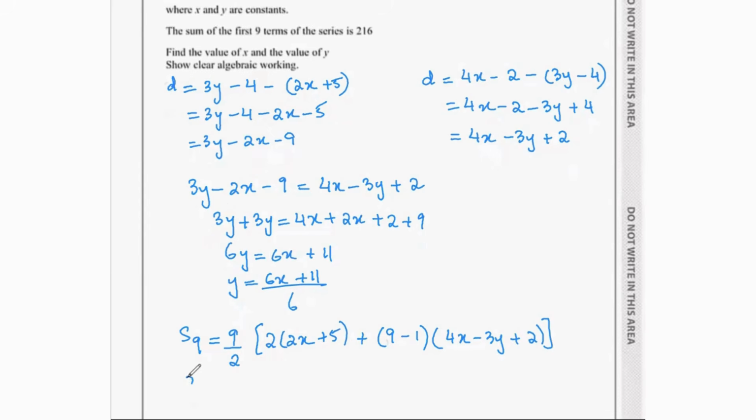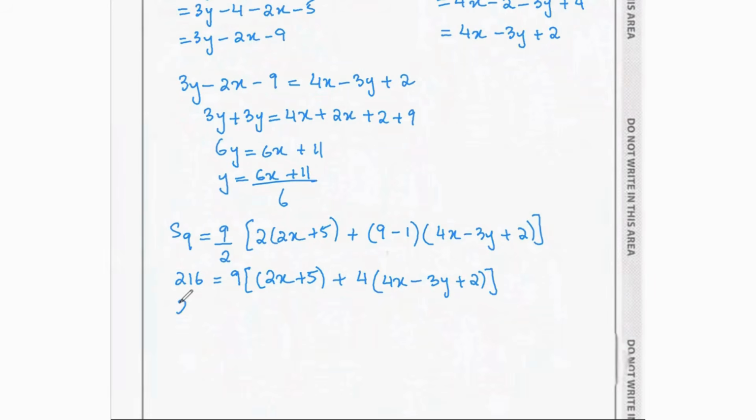Now let's simplify this. 216 equals, I'm going to divide everything by 2 first because that gets rid of the fraction. So 9 over 2 divided by 2 is 1. So it's going to be 2x plus 5 over here. 9 minus 1 is 8. 8 divided by 2 is 4. And we have 4x minus 3y plus 2 over here.